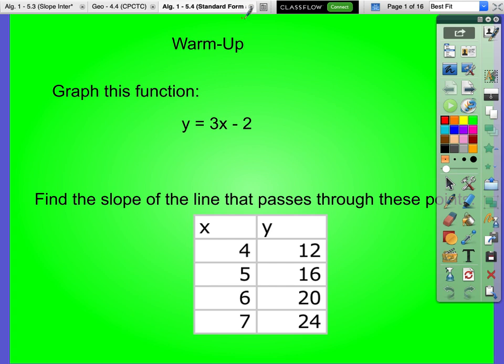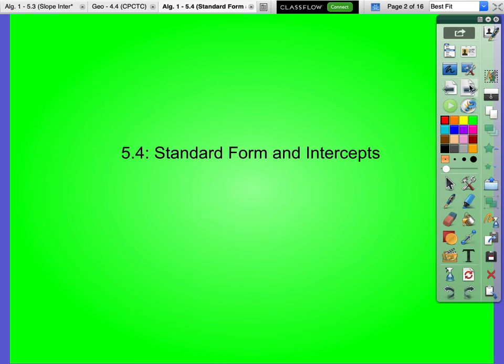Are we just doing like adding on to that? It's in the first 2 pages. It's like the same packet, but hey, so standard form and intercept.